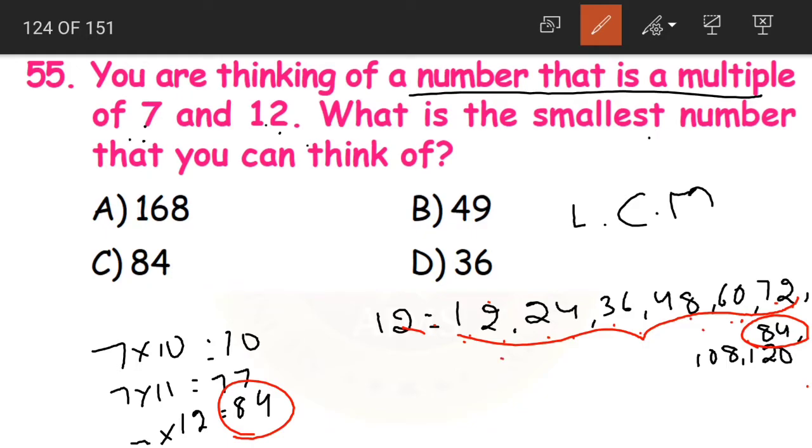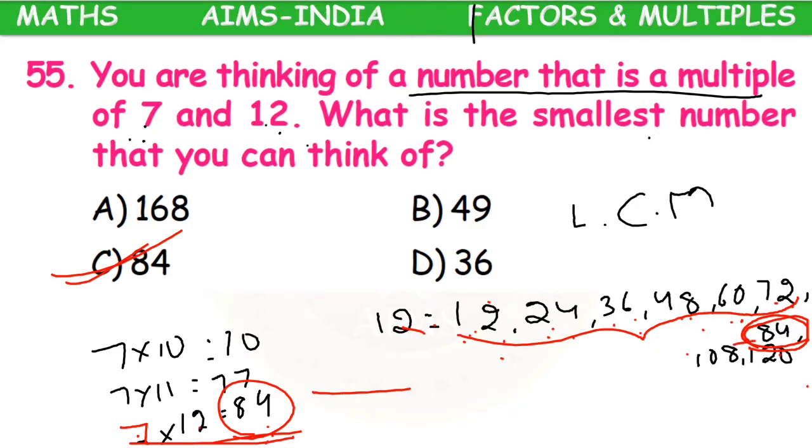We have 12, 24, 36, 48, 60 and 72. These are not the multiples of 7. But then we have 84, which is also a multiple of 7. 7 12s are 84. So this is our least common multiple. Option C, 84 becomes our correct answer.